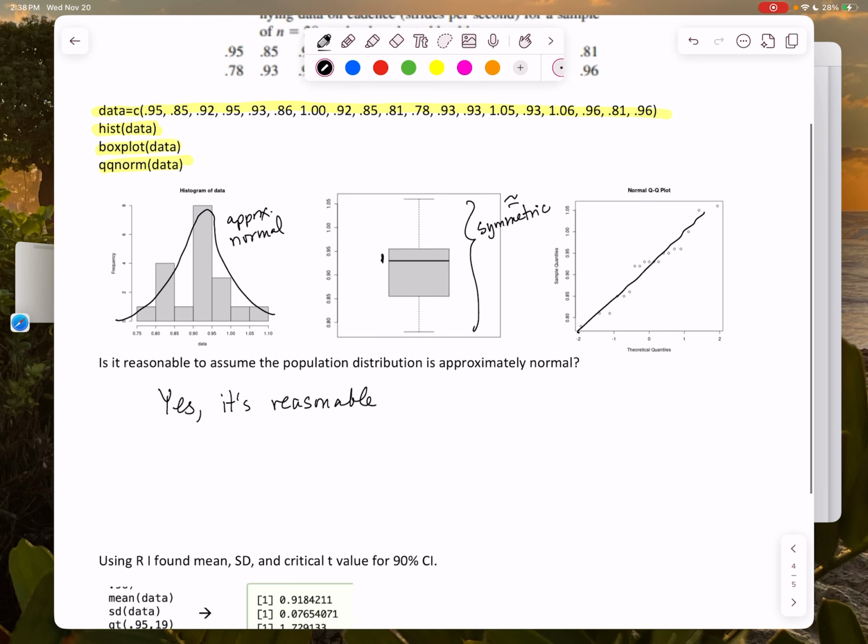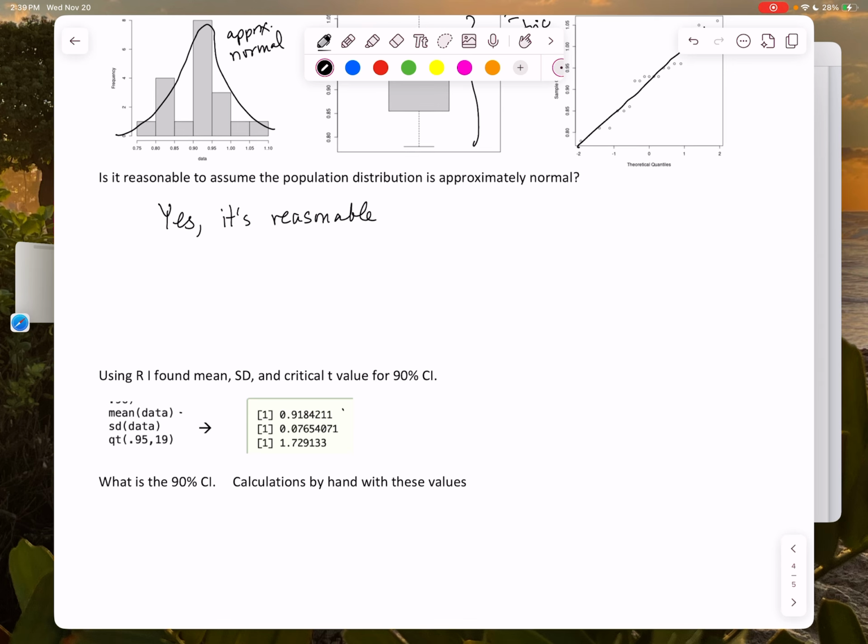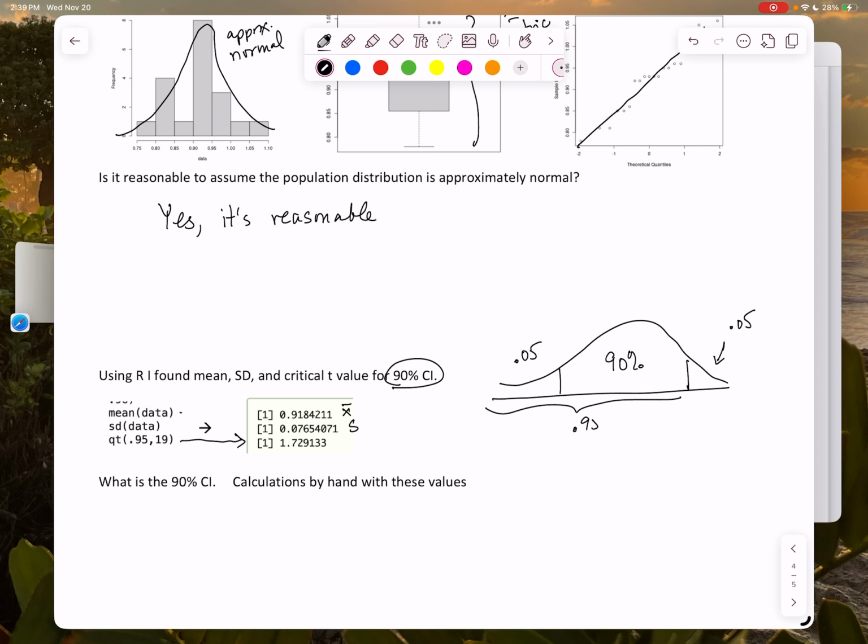So then I went to R and said, let me find the mean. This was my x bar. Let's find the standard deviation, s. And while I was at it, I said I want to do a 90% confidence interval. So remember, if this is 90, then the two tails are 10%, so each half is 5 and 5. So this area is 95, and n is 20, so my degrees of freedom are one less than that.